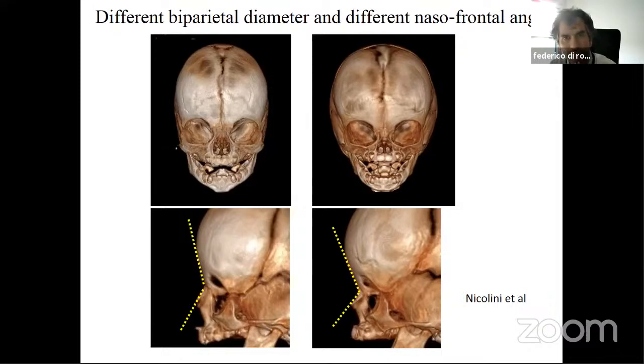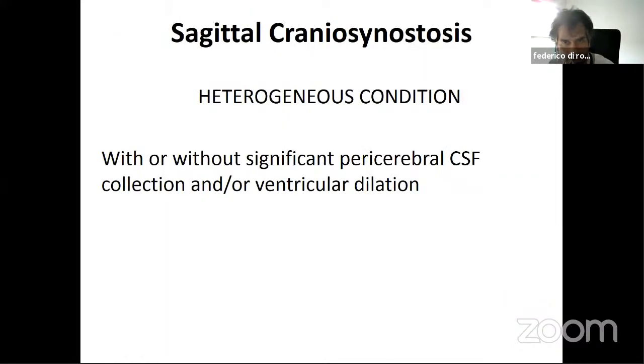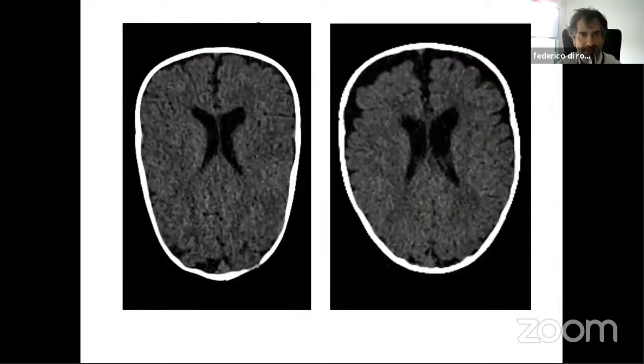And you can see quite easily in these two types of synostosis that despite the same closure of the sagittal suture, the changes affecting the skull and the skull base are extremely different. So it's heterogeneous, but it's heterogeneous not only on the skull, also on the content. If you go and see what happens inside, there are changes that affect the brain, but also the CSF spaces.